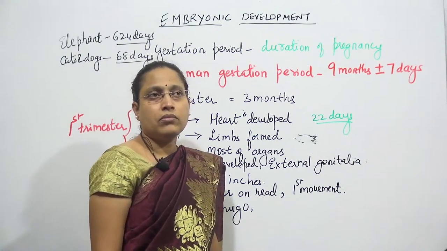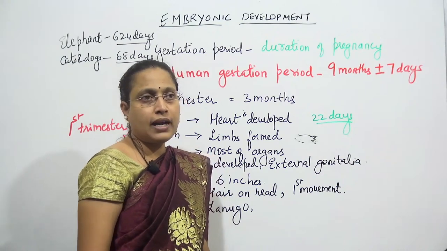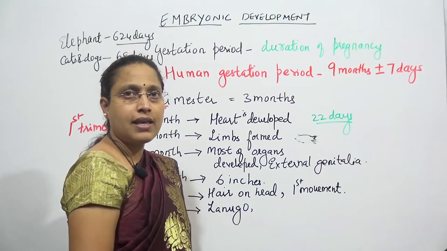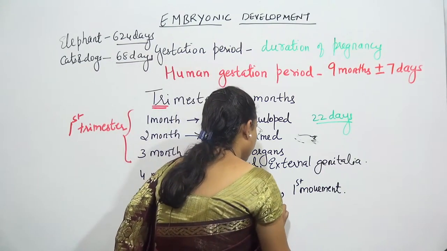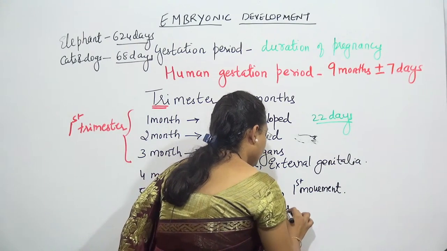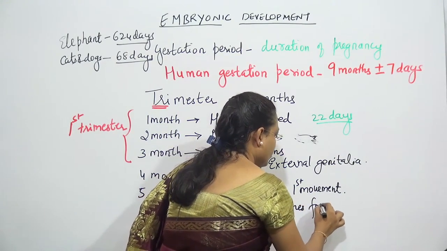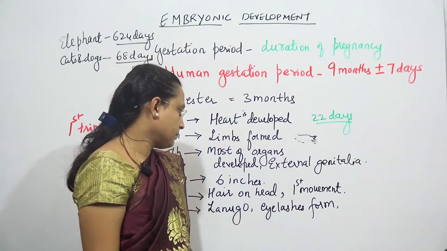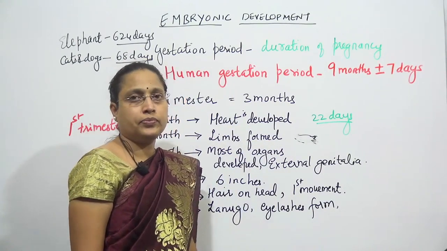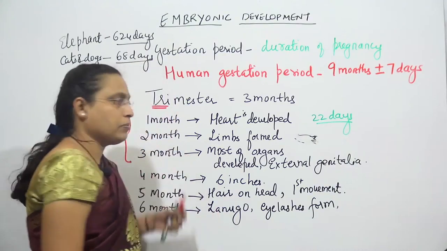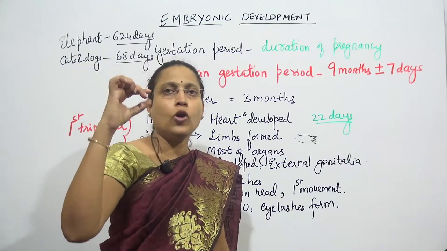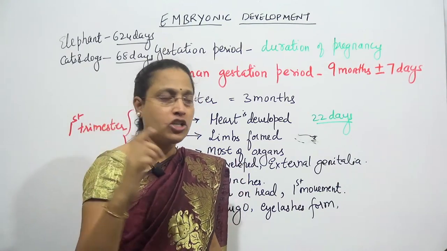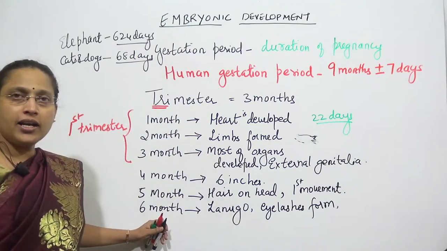Then eyelashes start forming. That is, the eyelids are having eyelashes, so eyelashes start forming in the 6th month. Now, before the 6th month, the eyelids will have been closed. They don't open. Separation of the eyelids, the opening of the eyelids, will occur in the 6th month.